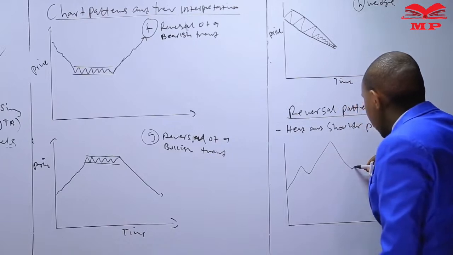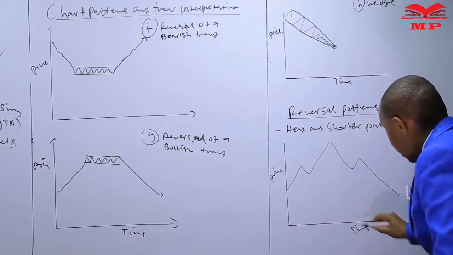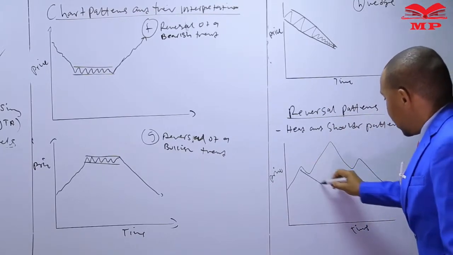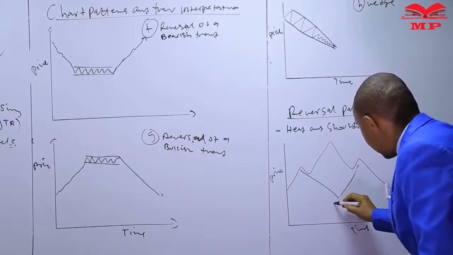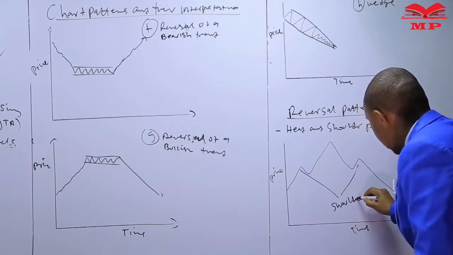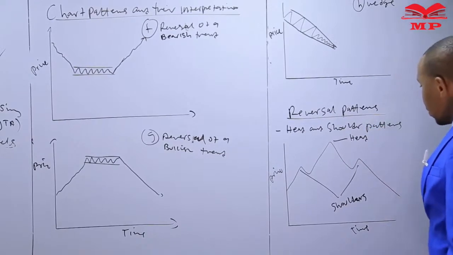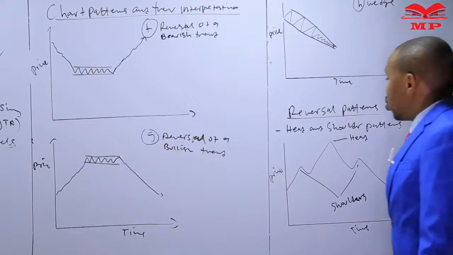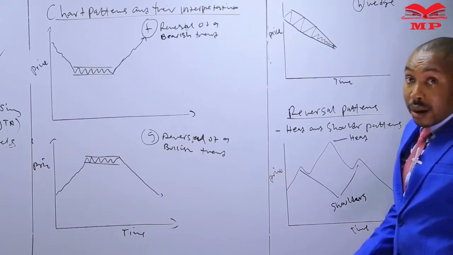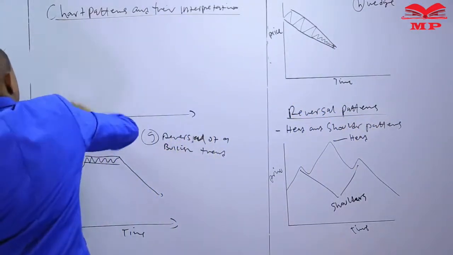Then you have, this is price, time, there. So you find these represent the shoulders. These ones, and this represents the head. So it can be an indication of either a downtrend, or it can be an indication of the head of an uptrend, especially more so when you have the inverse head and shoulder patterns. So the inverse head and shoulder patterns will indicate an uptrend there.